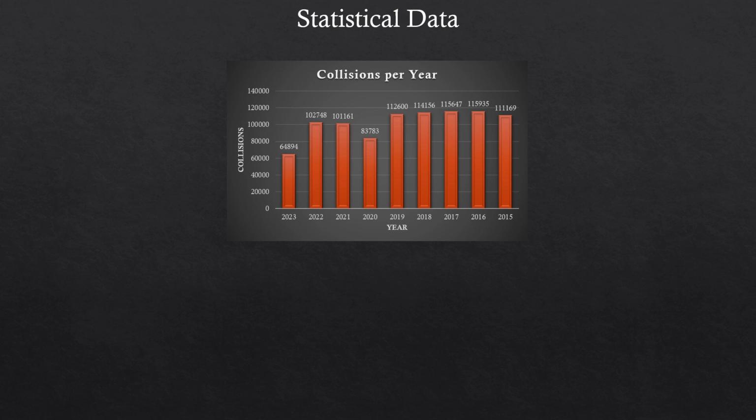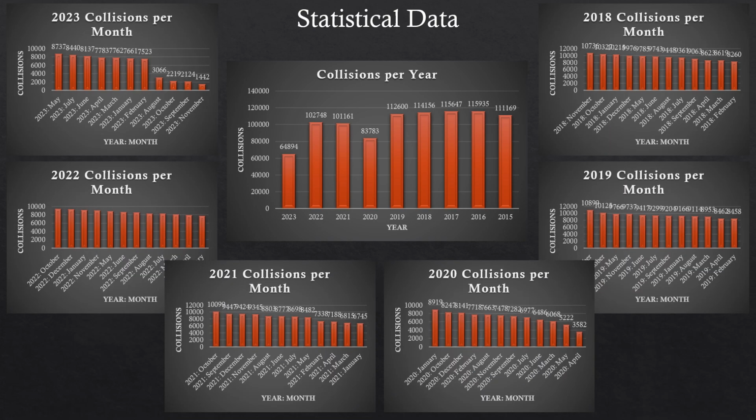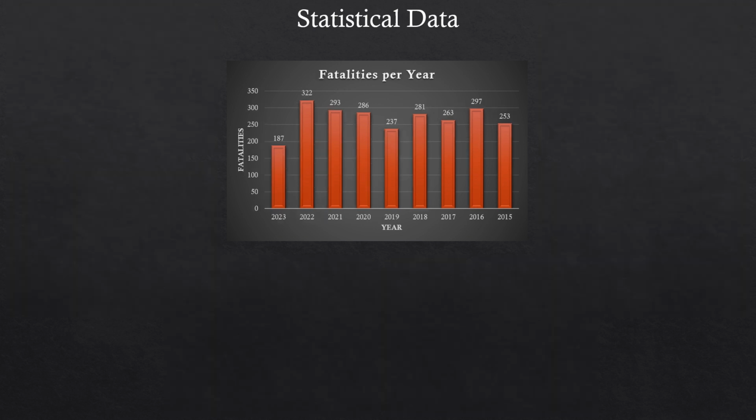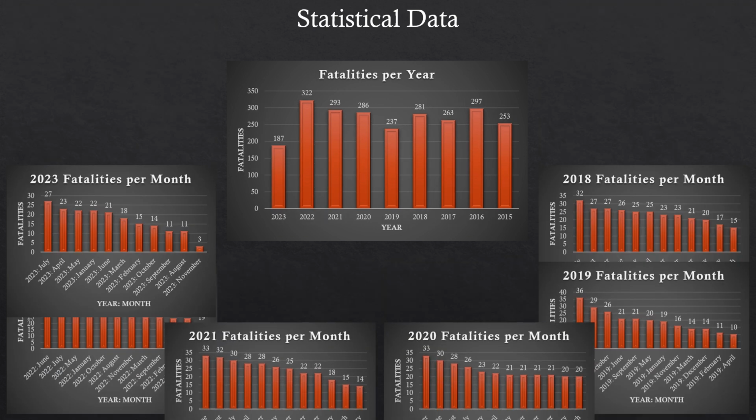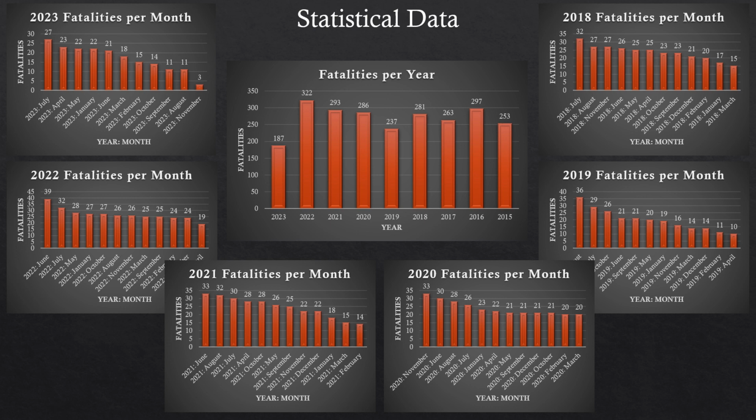Some of the statistical data did collisions per year. You can see 2023, about 65,000 collisions. The report also broke down collisions per month. Fatalities by year as well, and it broke down fatalities per month for better statistical data.